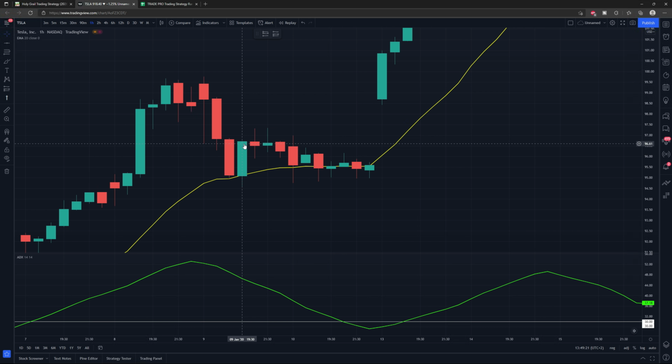And secondly, we need to make sure that the ADX doesn't go below the 30 level before our entry occurs as well. So both those things are valid here. We see the pullback on this candle touches the 20 period exponential moving average. There's no close below the 20 period. We see the ADX is still over the 30 level.